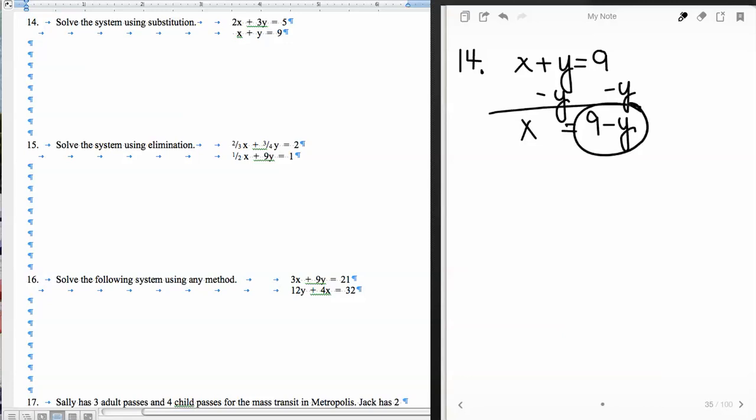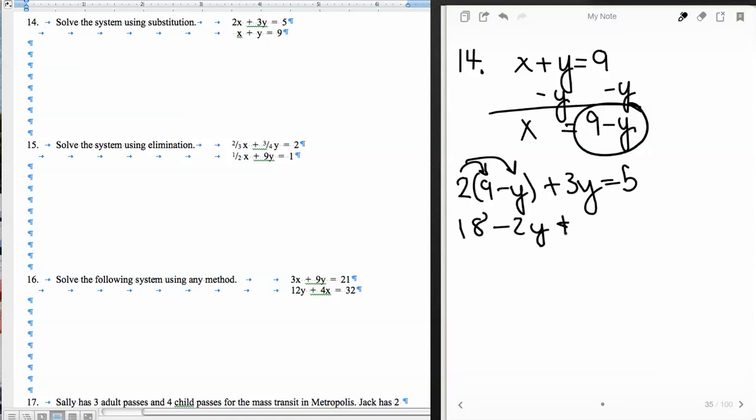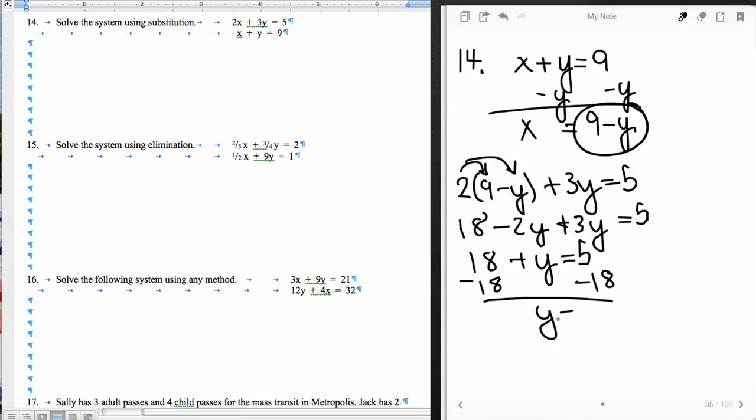Now this is my expression for x, which I'm going to put into this equation. So this says 2 times (9 minus y) plus 3y is equal to 5. And now I have an equation in one variable, and I'm going to solve that for the one variable. So I have 18 minus 2y plus 3y is equal to 5. And so simplify first. So I have 18 plus y is equal to 5. And so I'll subtract 18 from both sides, and that'll give me that y is equal to negative 13.